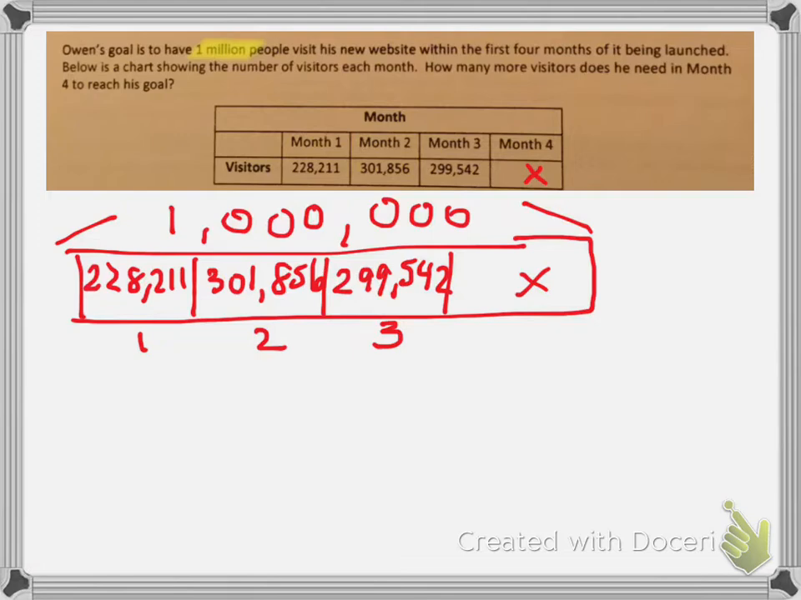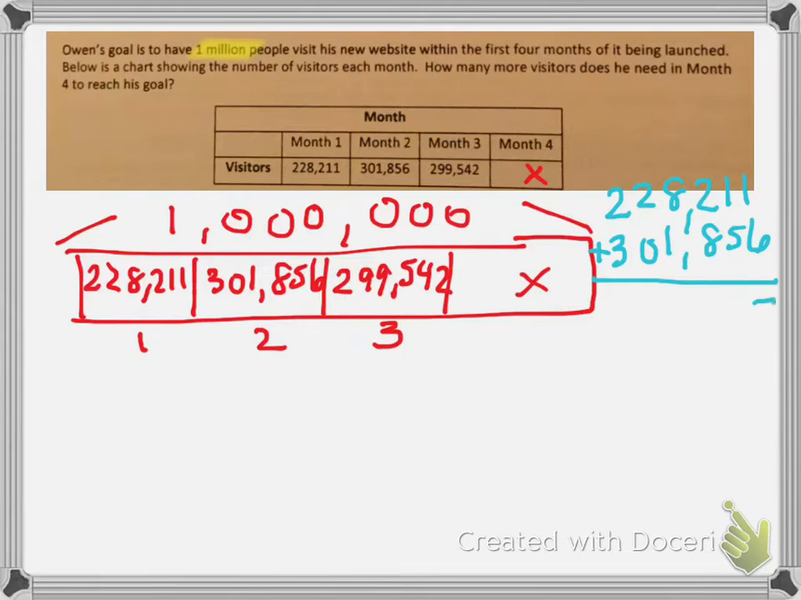So this has multiple steps. I'm going to try to do my addition over here on the right side, and then we can do our subtraction over on the left side because there's not much room on this tiny screen. Okay, I changed my color. 228,211, 301,856. First, I'm going to add those two numbers together. Once I get the total, then I'll add number 3 to that one.